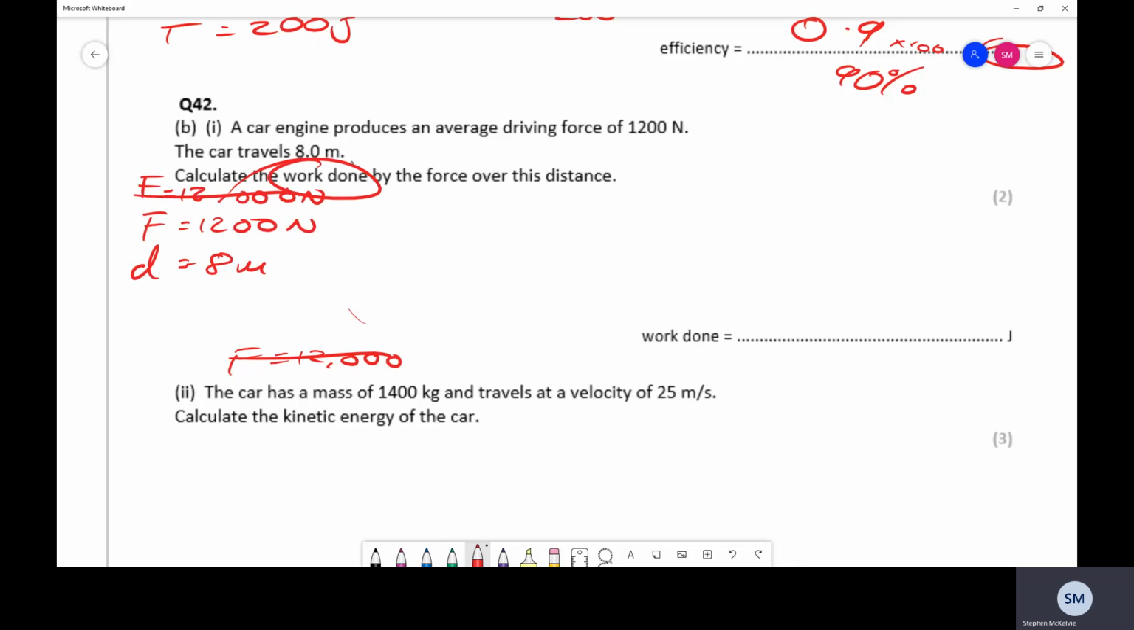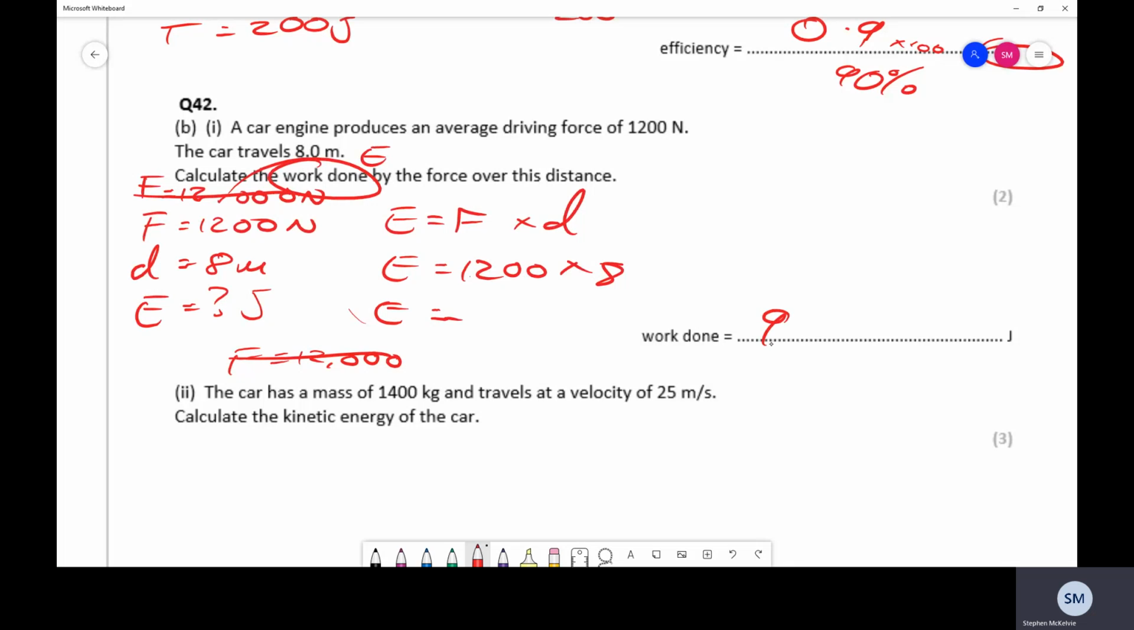Work done. By now we know that work done is energy. Energy equals I don't know how many joules. E is equal to F multiplied by D. E is equal to 1,200 times 8. E will be equal to 9,600 joules. It just wants joules.